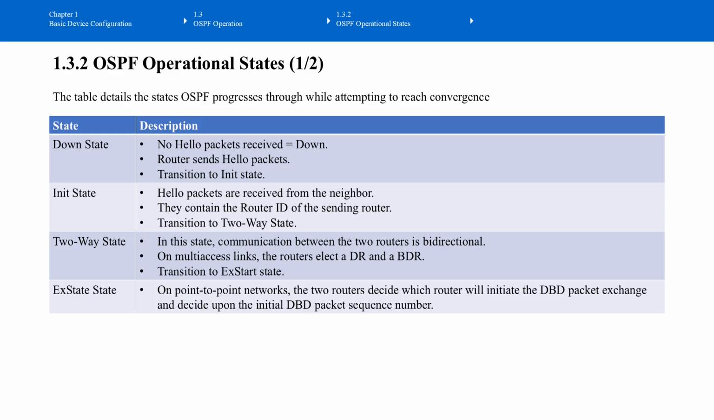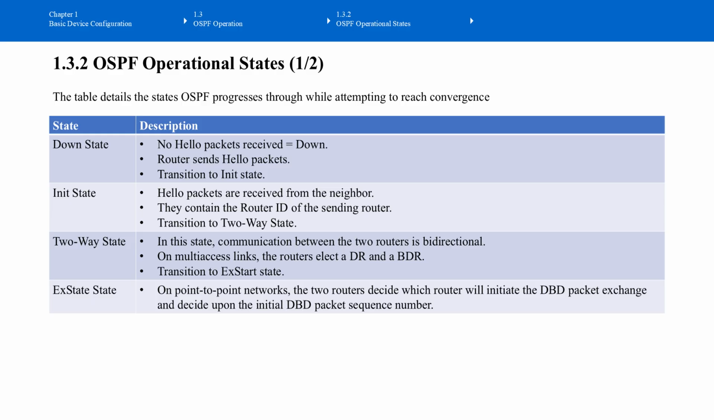The down state is the starting point. At this point, no hello packets have been received from any neighboring router. The router assumes there are no neighbors. It begins sending hello packets periodically out all OSPF-enabled interfaces. If another router responds with a hello packet, the state changes to init. Think of it like introducing yourself to someone for the first time.